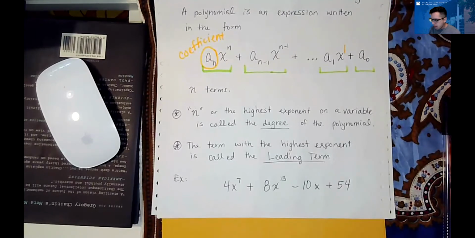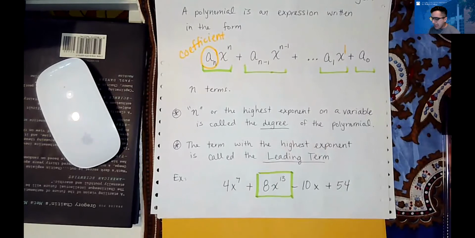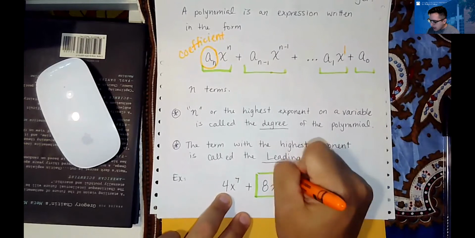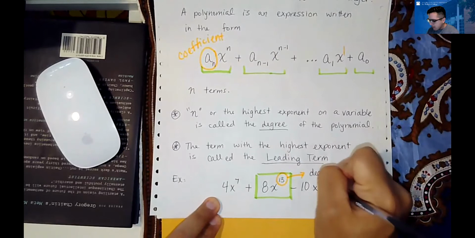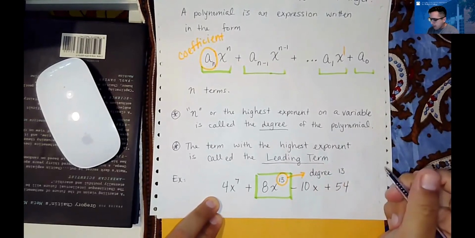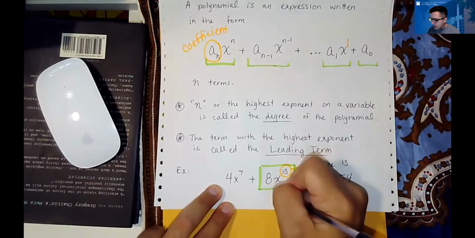Is it 13? Yeah, it's 13. So that's how you can identify where the leading term is, even though I didn't put the leading term in the front, I sort of put this out of order. This has to be the leading term because it has the highest exponent. This polynomial has to be of degree 13 because that's what the highest exponent is. And the leading coefficient is the number that's in front of the leading term, which is the 8.